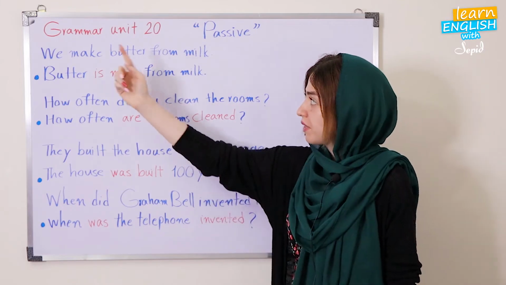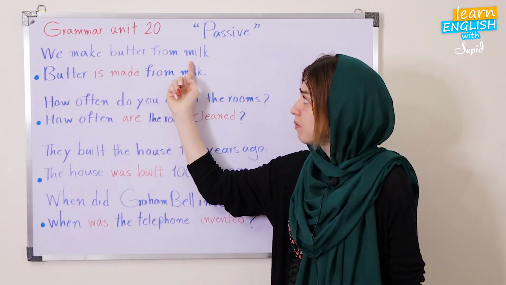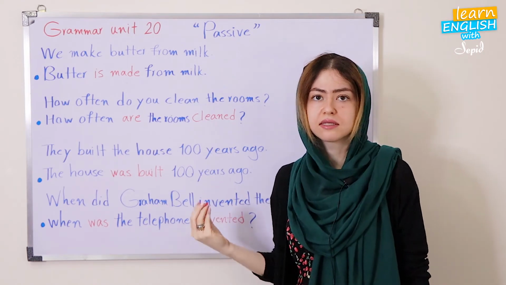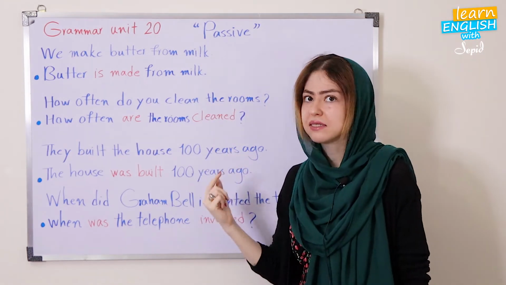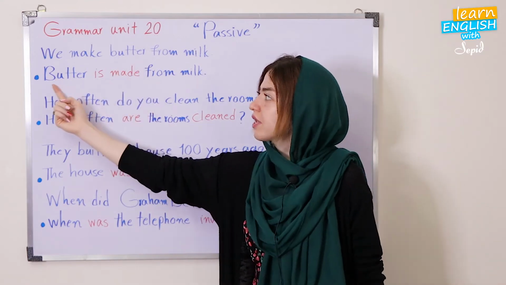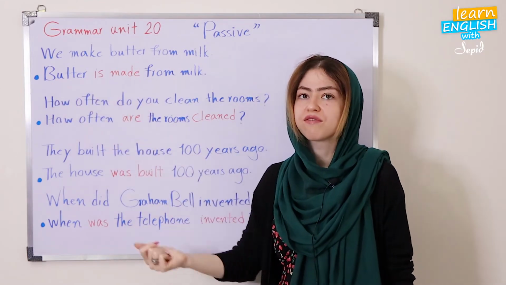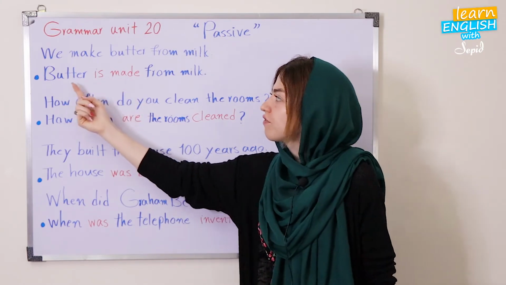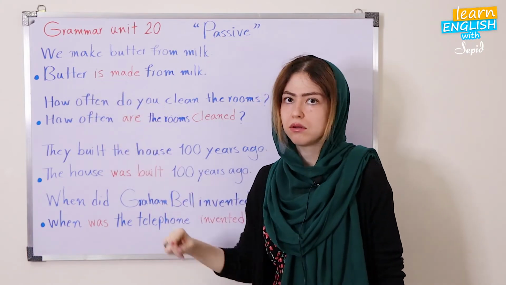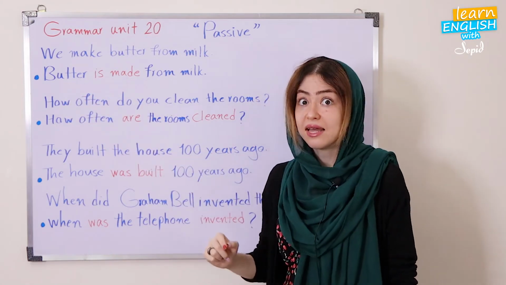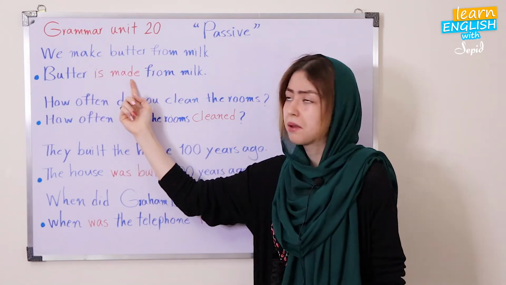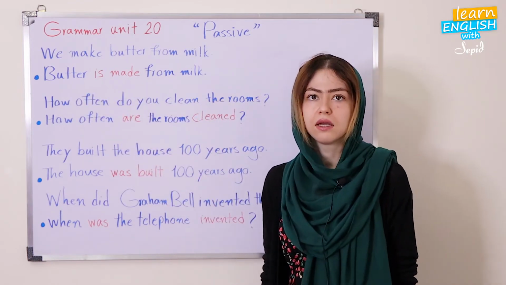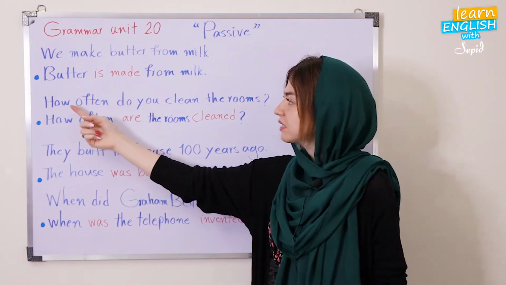So let's go. Here, we make butter from milk. This is a simple present tense sentence. If we want to make a passive, we should put butter here. So what was the formula? Am, is, are plus past participle. For butter, we use is. Butter is, and the past participle of make is made. Butter is made from milk. So that's it. Let's go.